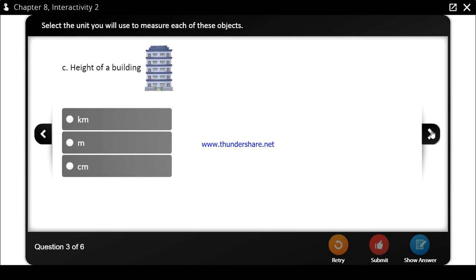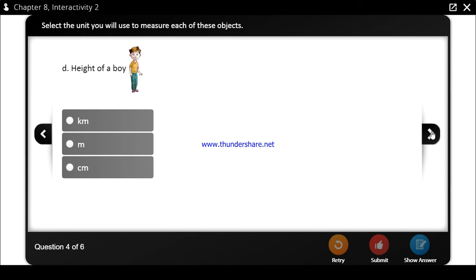Then C part, height of the building. The height of the building is a very long object. Kilometer, meter or centimeter. The longer objects are measured in meter only. Suppose the height is 3 meter, then 5 meter, then 10 meter. So we denote meter only.